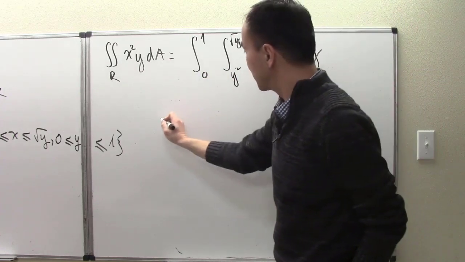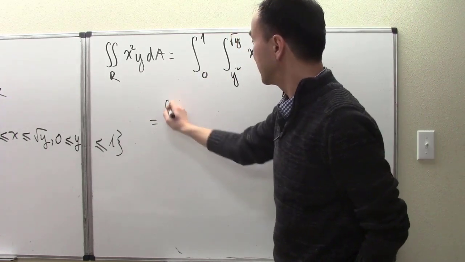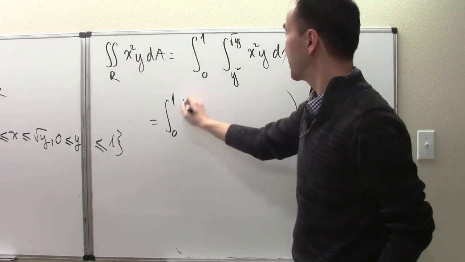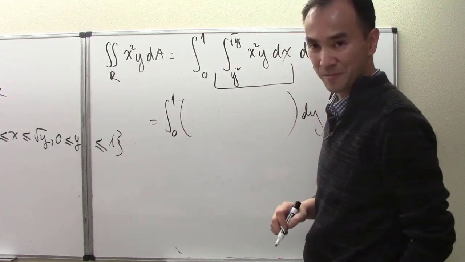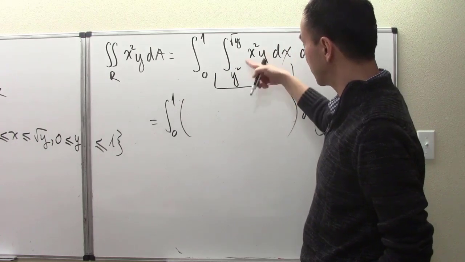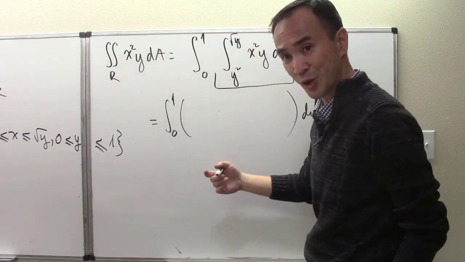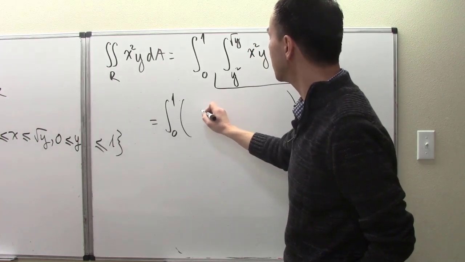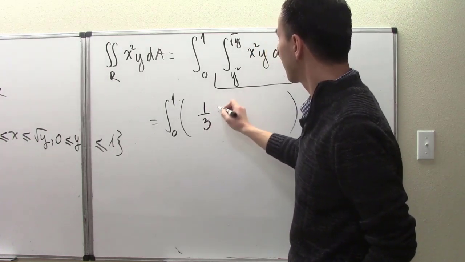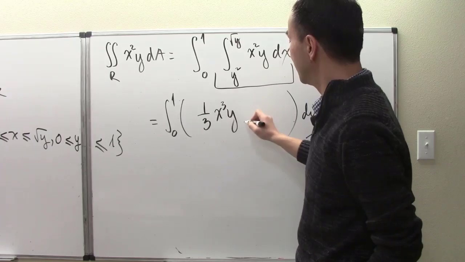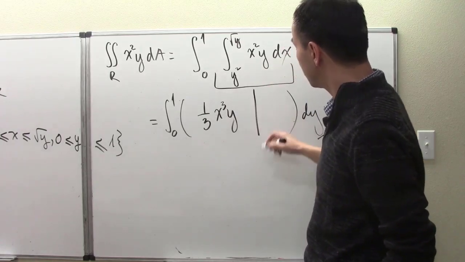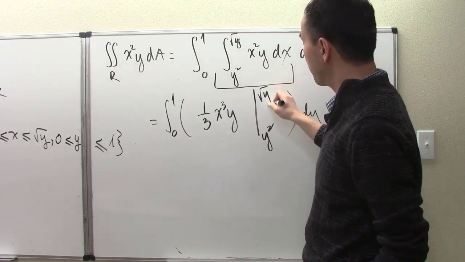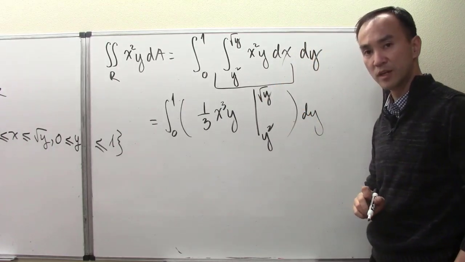And so here in the next step, the integral from 0 to 1 in terms of y remains the same. But now let's handle this integral here. So Fubini's theorem says now we can just go ahead and take the integral as usual. So now with respect to x, I'm looking at 1/3 x cubed y, and then I'm going to evaluate all of these from y squared to square root of y.